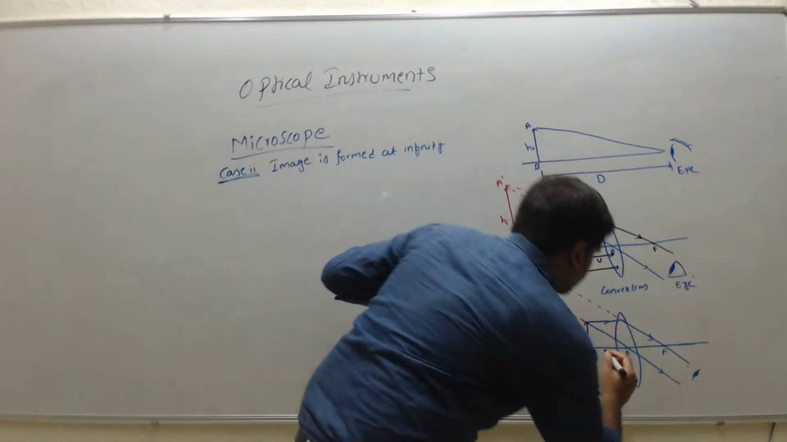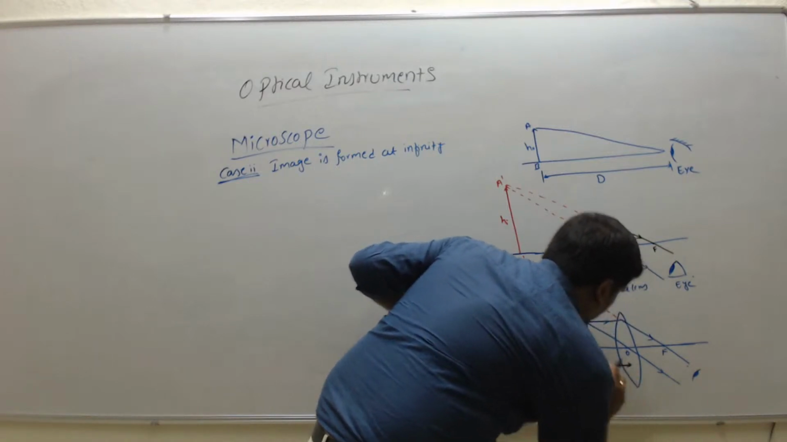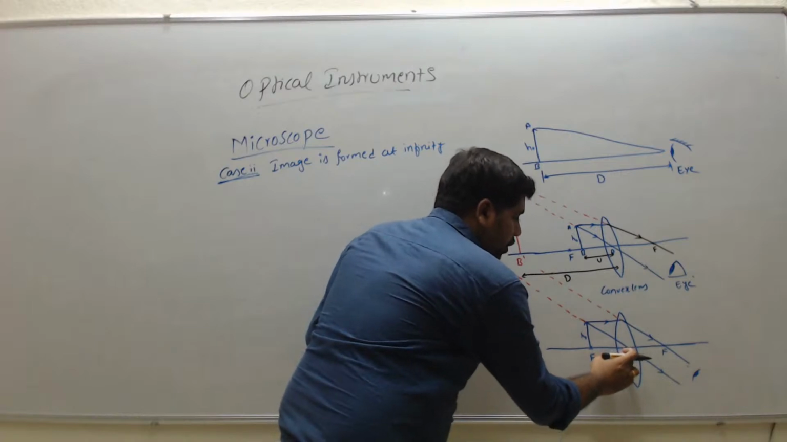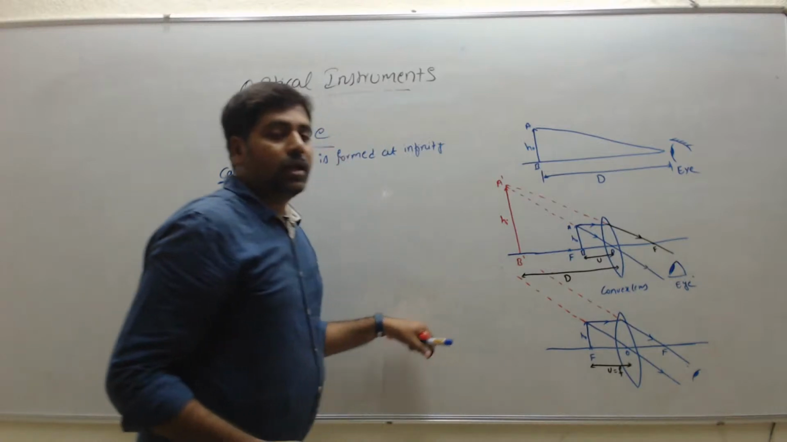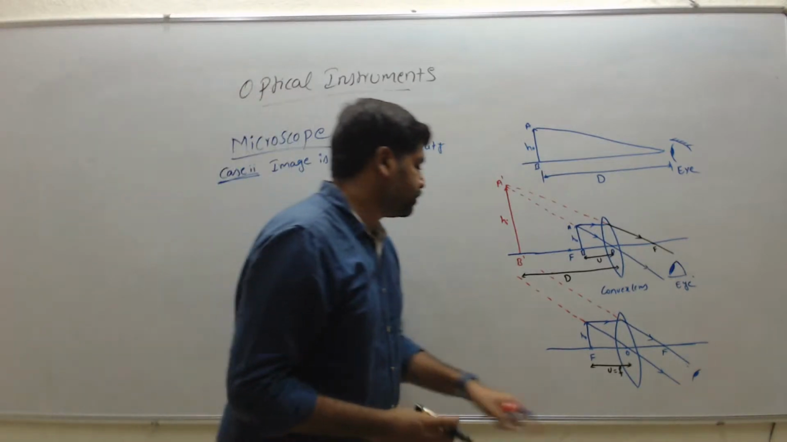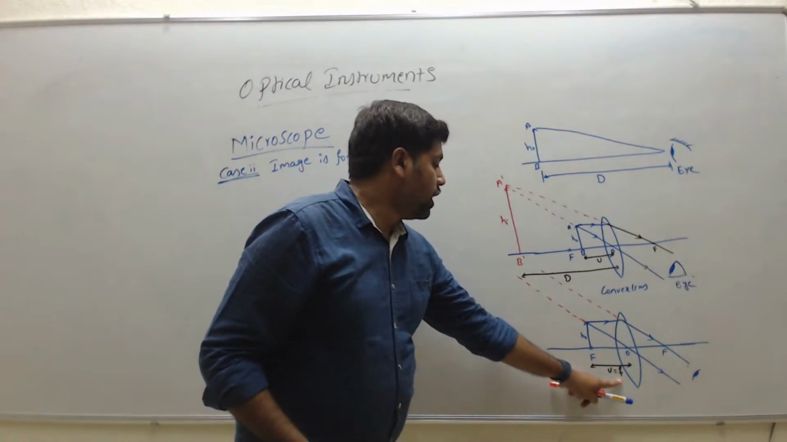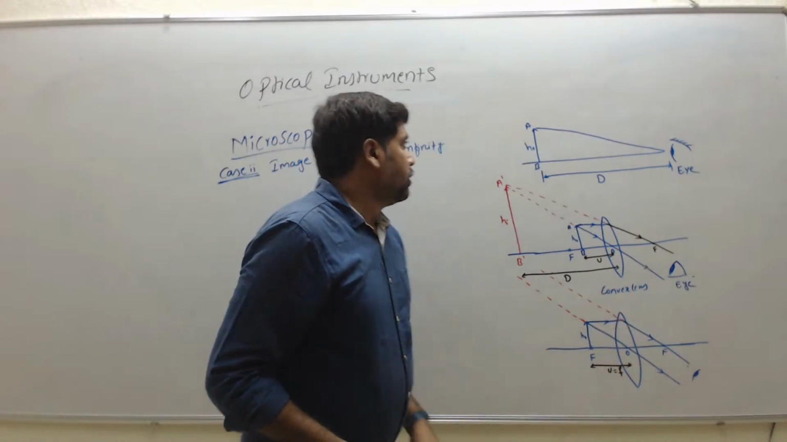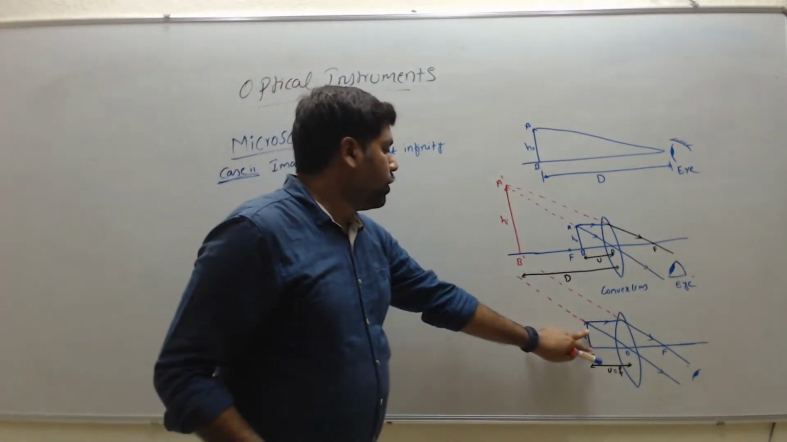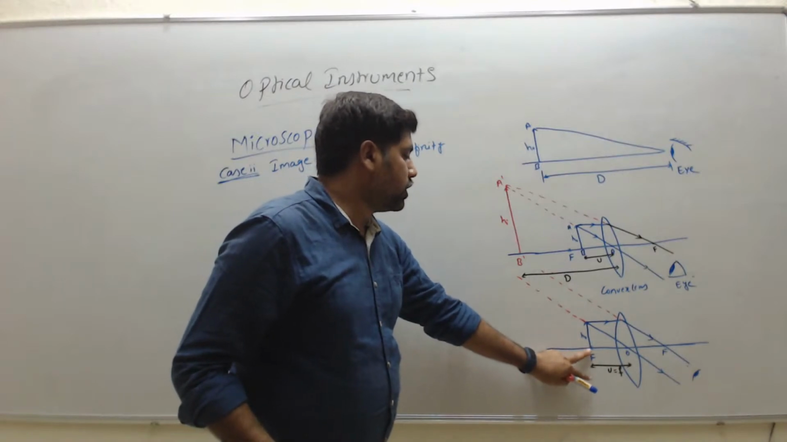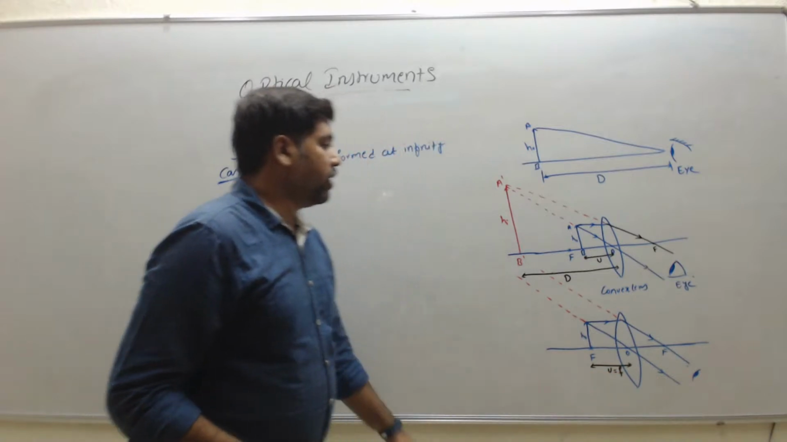That is, the object distance is u, and also the distance between the optic center and the focus we have taken as focal length f. That is, object distance is equal to the focal length of this lens. To find the image at infinity, we have to place the object at the focus.